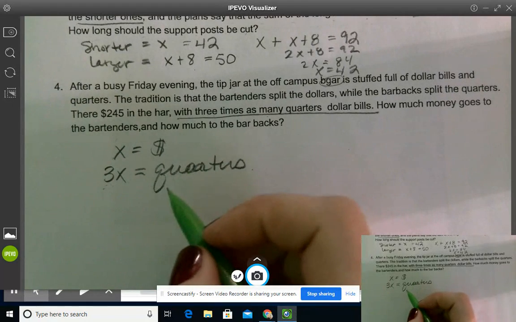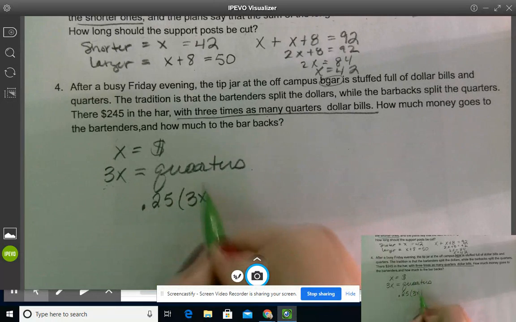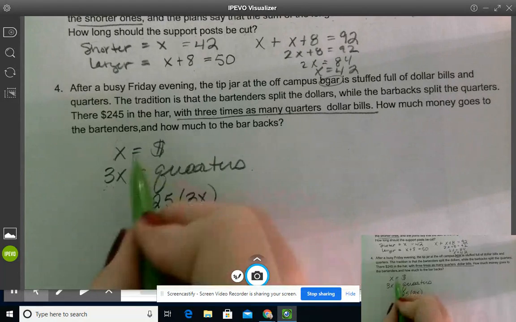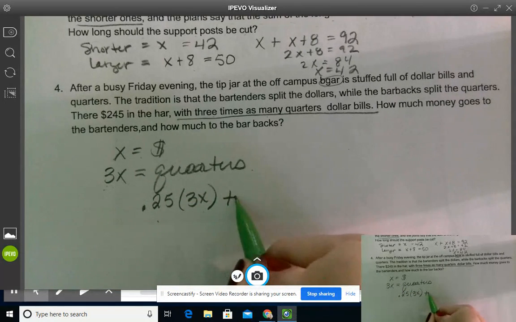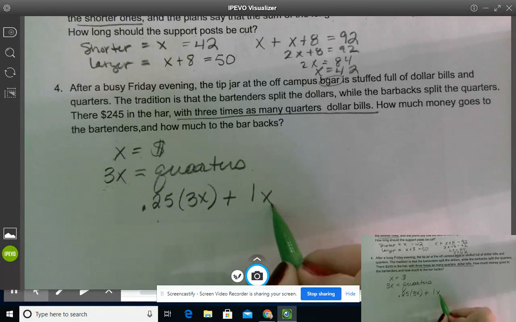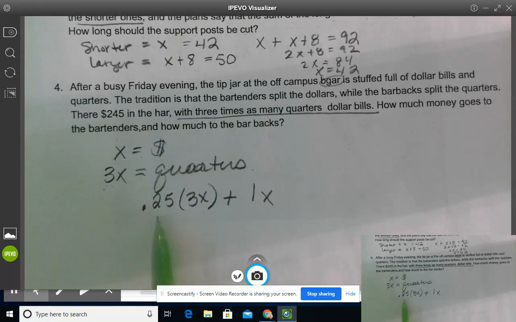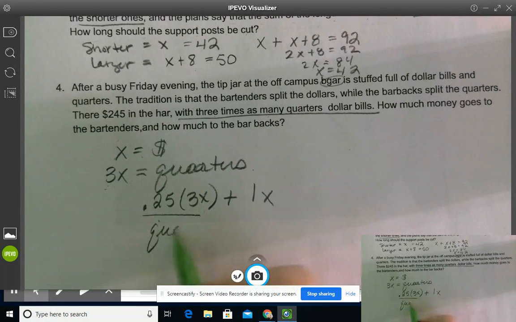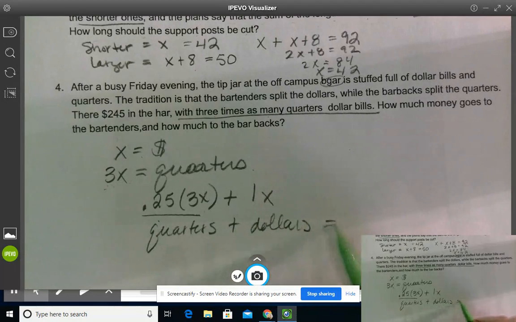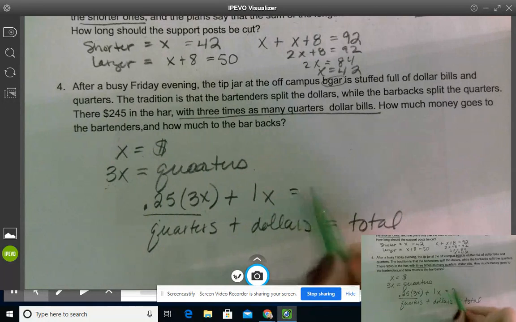Okay, so if I were to put this into an equation, then I've got 0.25 that I'm multiplying by how many quarters I have. So the value times how many you have, which we're going to do the same for dollars. It just happens that $1 is worth 1. So you can write it as 1 times how many dollars you have, but the 1 is implied, so it doesn't necessarily have to be there. So if I take the value of the quarters and add it to the value of the dollars, that has to be equal to the total amount of money that was in the jar.